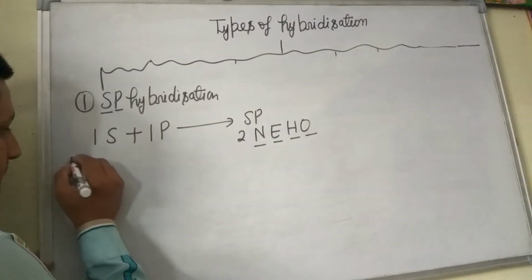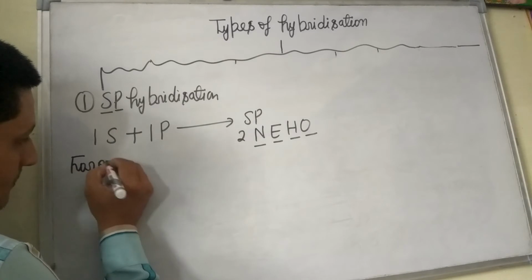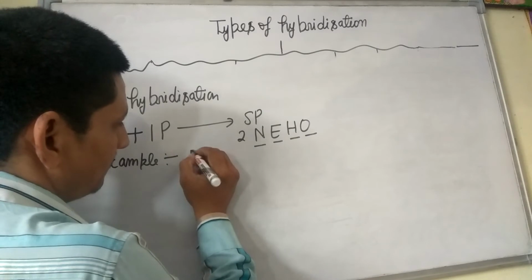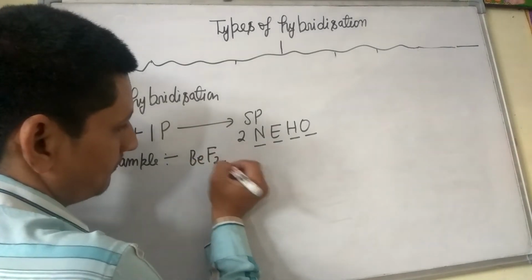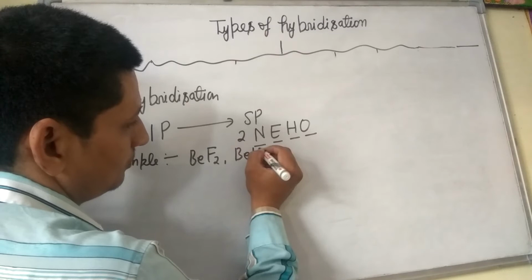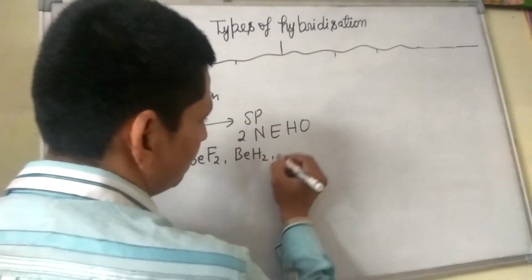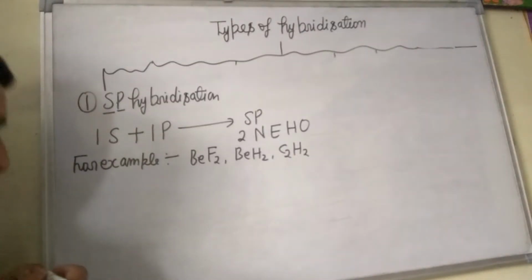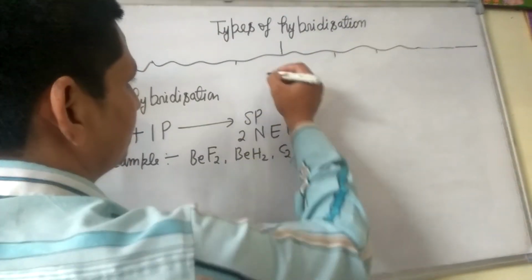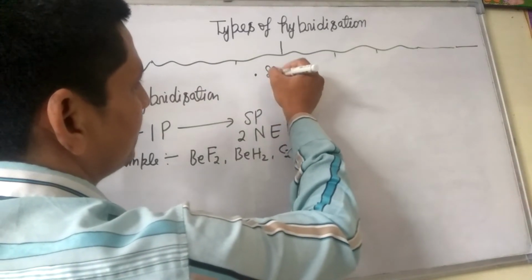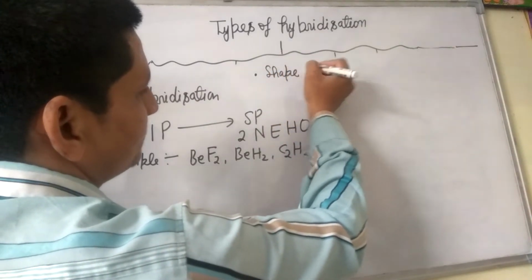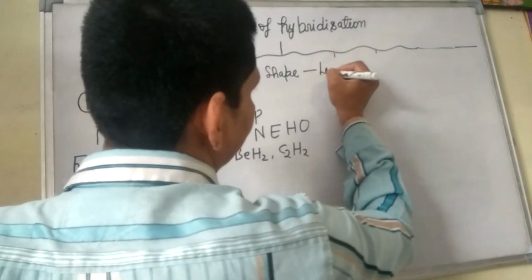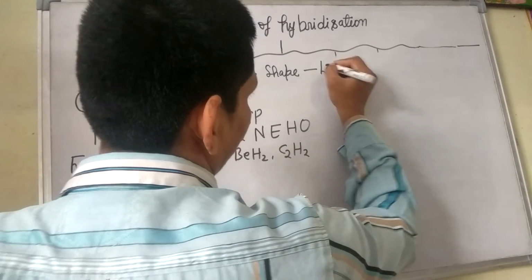For example, BeF2, BeS2, C2H2. Important points about sp hybridization. First point, shape. sp hybrid orbitals generally have a linear shape.